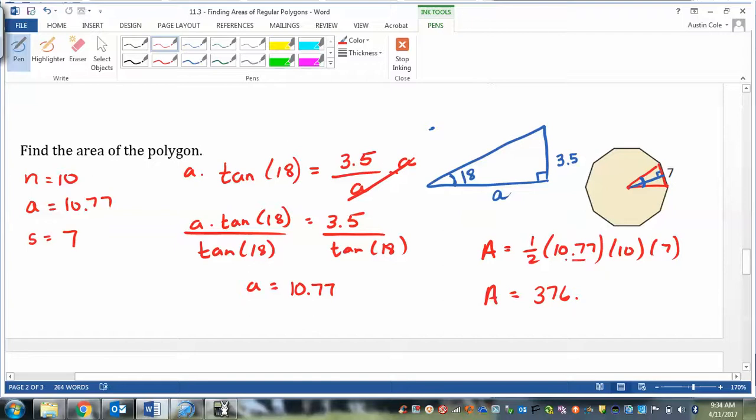Cam, did you round this? Did you use 10.77? Yeah. You did? I think if you use the exact number, you get this. Are they both right? Yeah. I think this one's a little bit better because it's a little bit more accurate. Our answer here should be units squared.